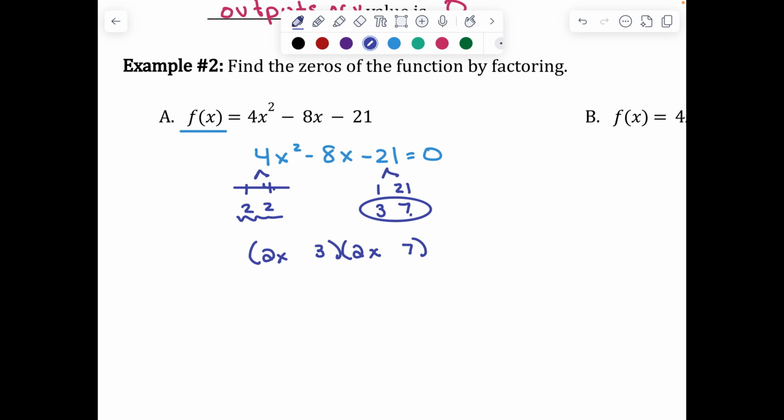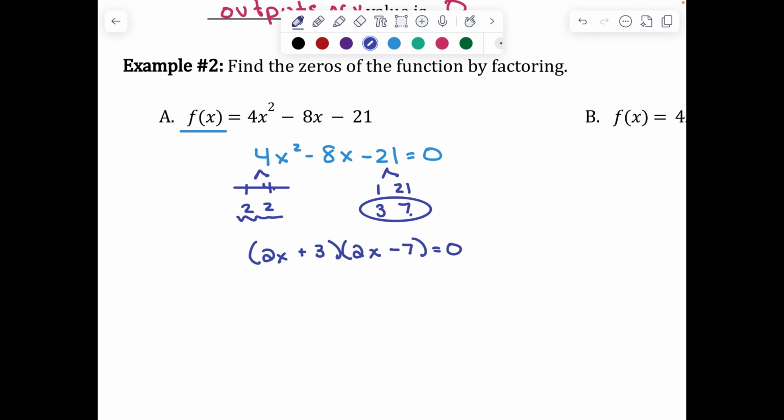3 and 7, it doesn't matter where they go since our 2's are the same. Now we have to figure out where our signs are. We need to get to negative 8, so that means our 14 has to be the negative. So negative 7 plus our 3. And again, this is equal to 0.